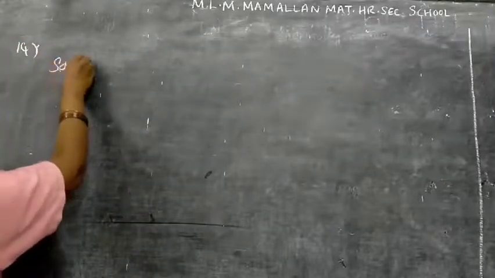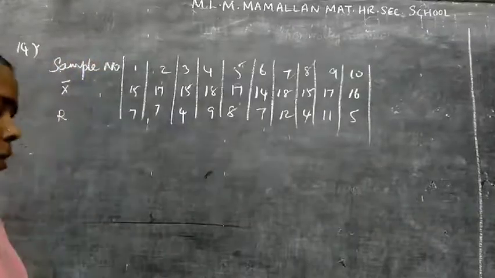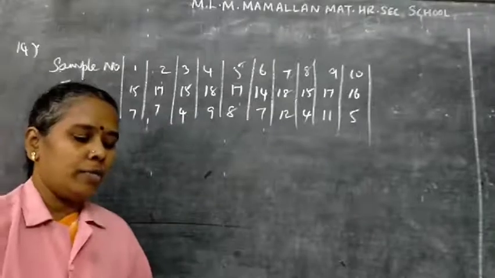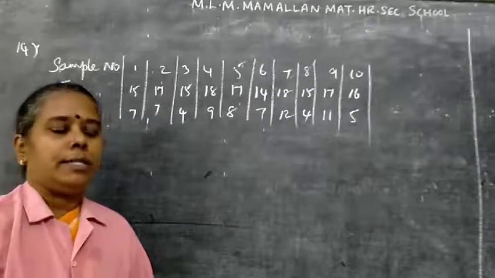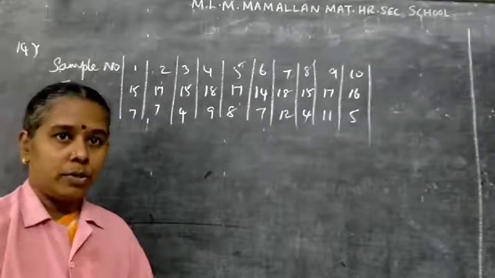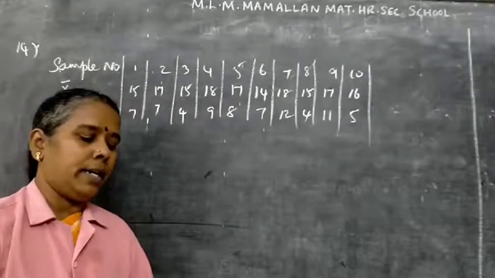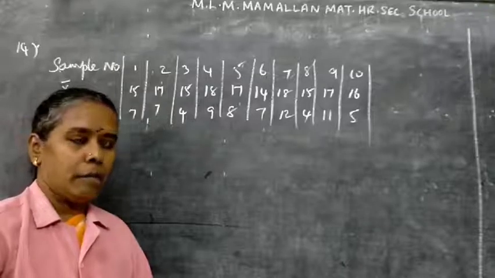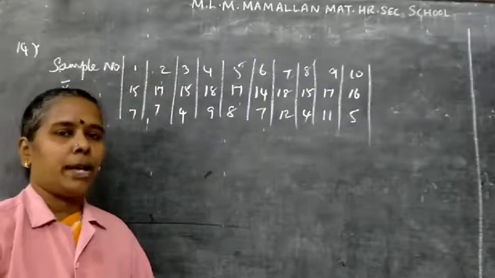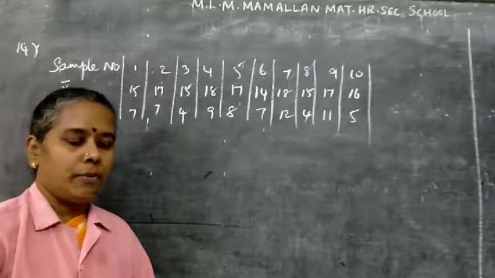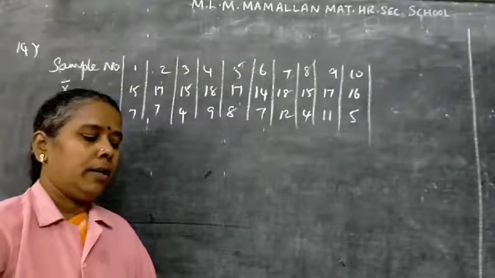Sample number, in this tablet column, under the tablet column, you are having that. Calculate the control limits for mean chart and range chart. You are going to do calculation for control chart, mean chart and range chart, and then comment on the state of control. You are going to give the comments also. So first you are going to calculate, and you are going to plot it in the graph, and based on the graph only you are going to give the comments on the given data.